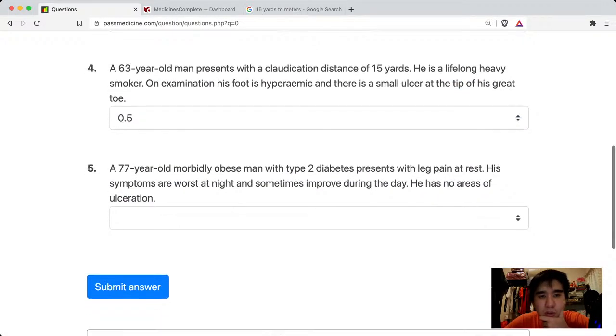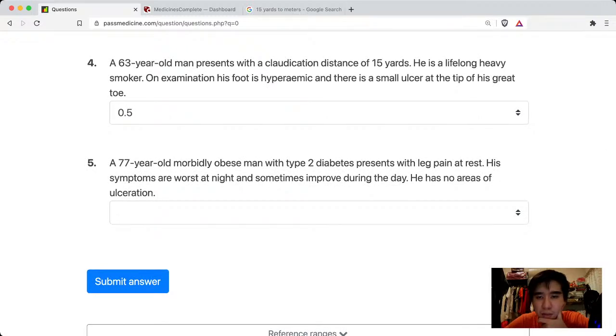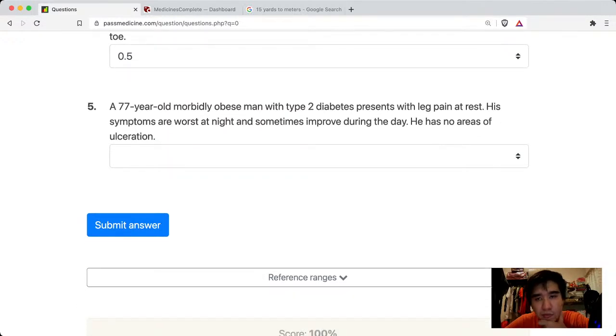A 77-year-old morbidly obese man with type 2 diabetes presents with leg pain at rest. His symptoms are worst at night and sometimes improve during the day. He has no areas of ulceration. Leg pain at rest again. No areas of ulceration. Worse at night, sometimes improve during the day. What is going on here? Is it atherosclerosis? Why would it improve during the day? Why would it be worse at night?